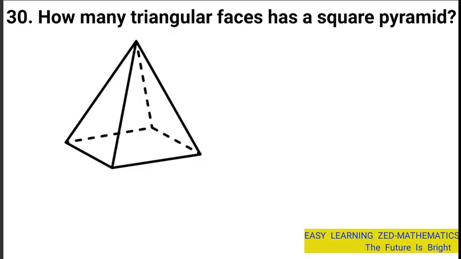Okay, so since we have got this, which is called a square pyramid, we're going to count the triangular faces. As you can see, there are 4 triangular faces. So we can write how many triangular faces has a square pyramid. You can say 4 triangular faces. So it has got 4 triangular faces. Okay, so that was the correct answer.